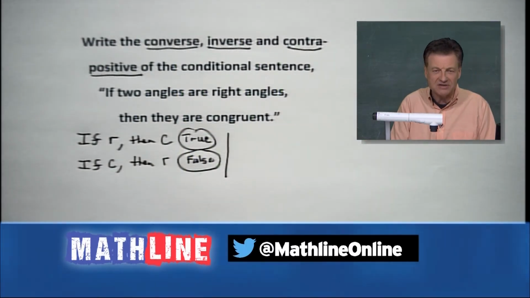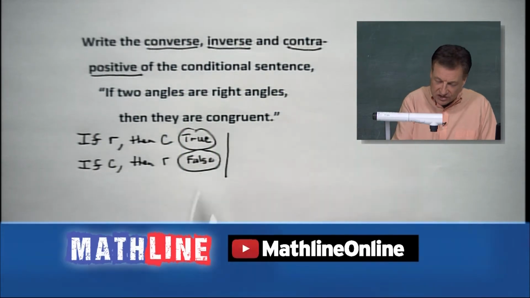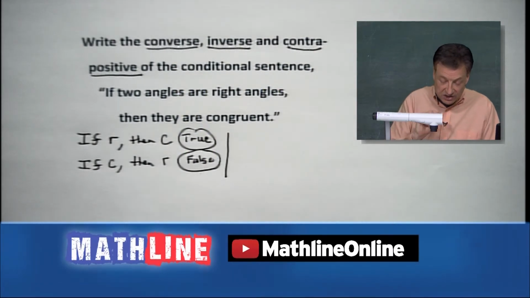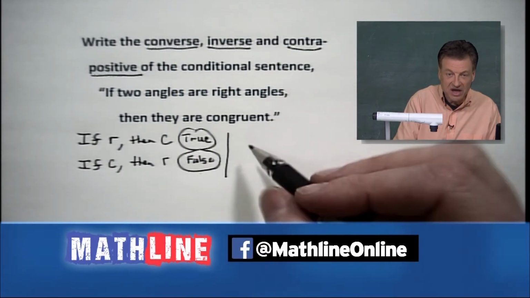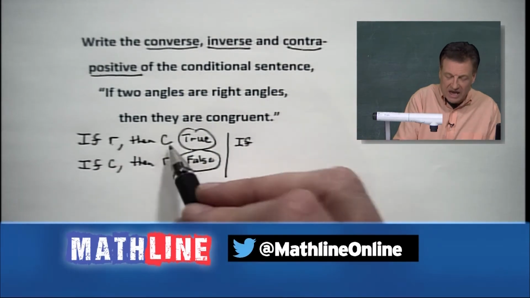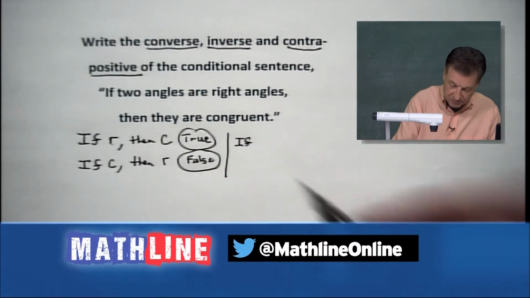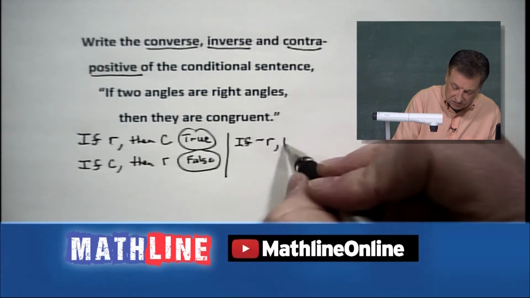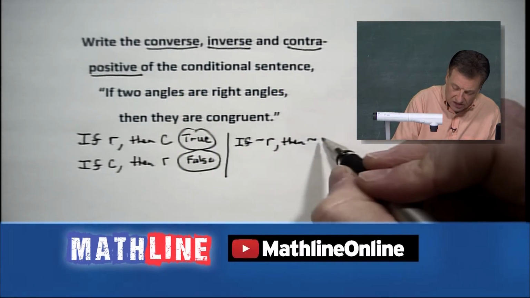So there you have it. There's the first thing, all right? So the conditional sentence was great, which, by the way, like I said, was a theorem. So let's work the other side of things here. I think I've got enough room here. Let's go to the inverse of right and congruent here, all right? So if not a right angle, then not congruent.